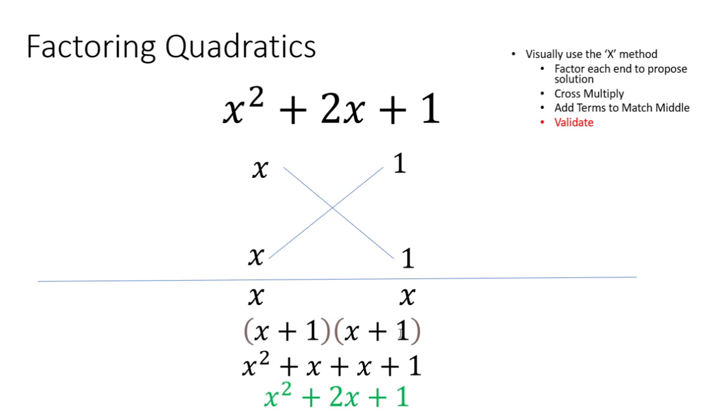So we take our proposed solution, and if we multiply it out, we should equal our starting polynomial. So multiplying this out, x times x is x squared, x times 1 is x, 1 times x is x, 1 times 1 is 1. We could simplify the 2 terms in the middle, and we now have x squared plus 2x plus 1. And we have just validated or verified that these 2 terms when multiplied equal our original polynomial. So the correct factorization of x squared plus 2x plus 1 is x plus 1 times x plus 1.